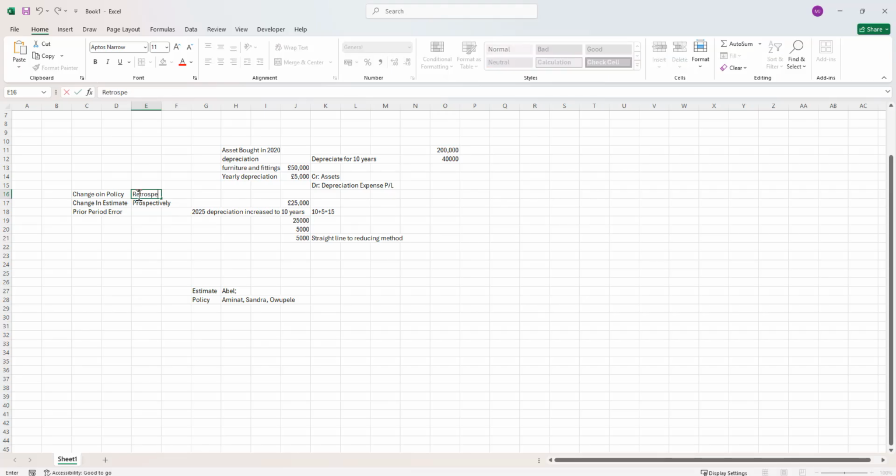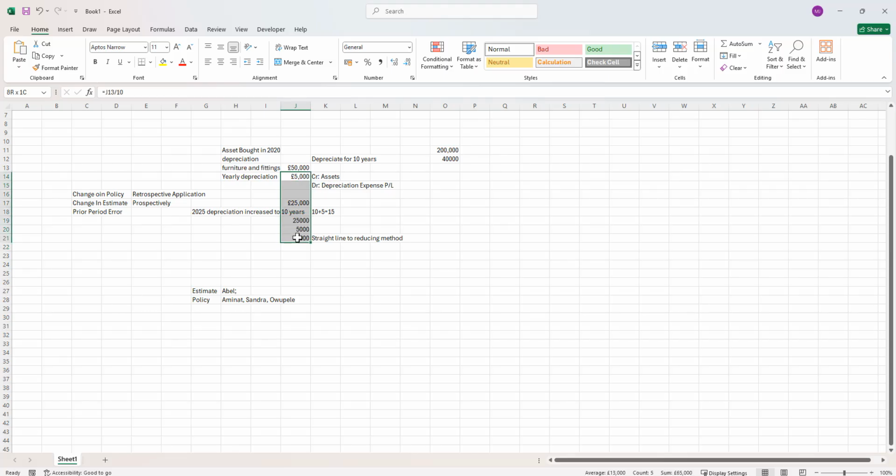Retrospective application. What I mean by retrospective application is that you are going back to restate it as if it has always been reducing balance from the beginning. For example, this asset I talked about, because we said we are using the straight line method to depreciate it, we've done it this way, right? Now if it's using the reducing balance method, we're not going to do it this way again.